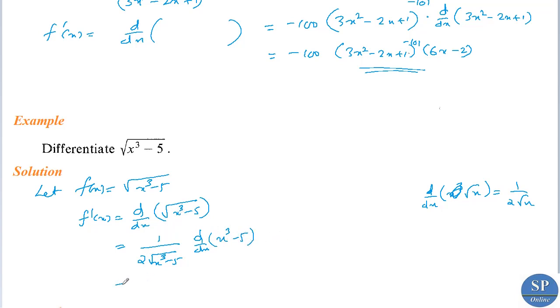Okay, so this is equal to the derivative of this, which is 3x square divided by 2 into square root of x cube minus 5.